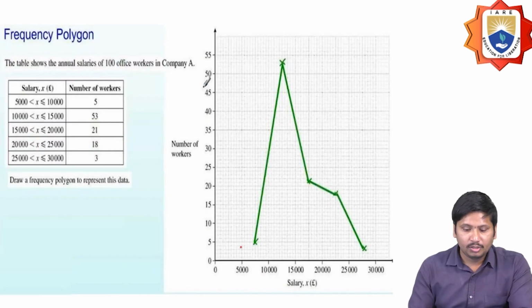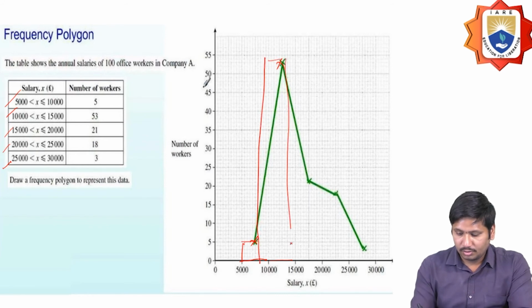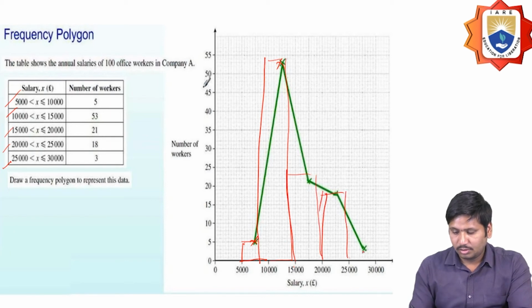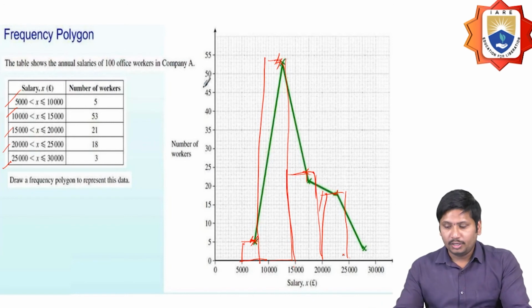See the example. This is one class interval and this is another class interval I am taking. Looking at this table of the number of workers by salary, these are the points I initially have. If I join these dots through lines, then it is a frequency polygon.